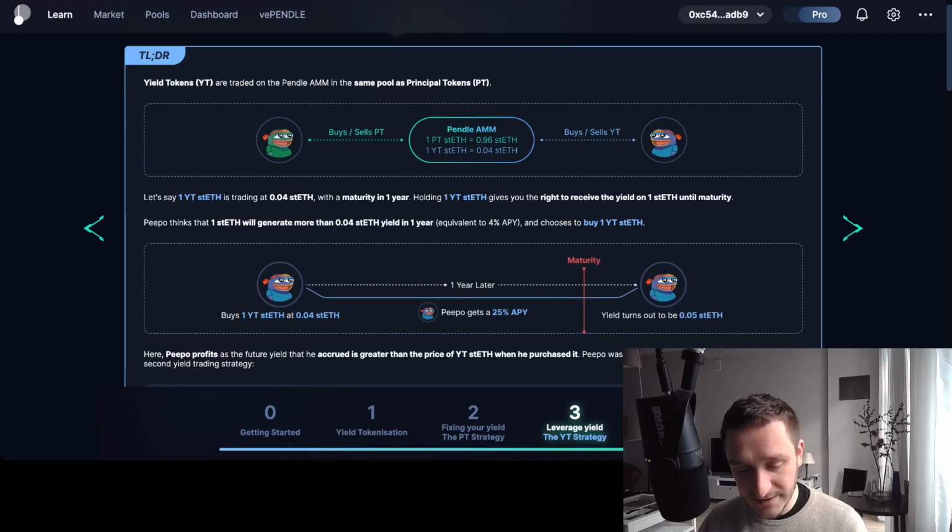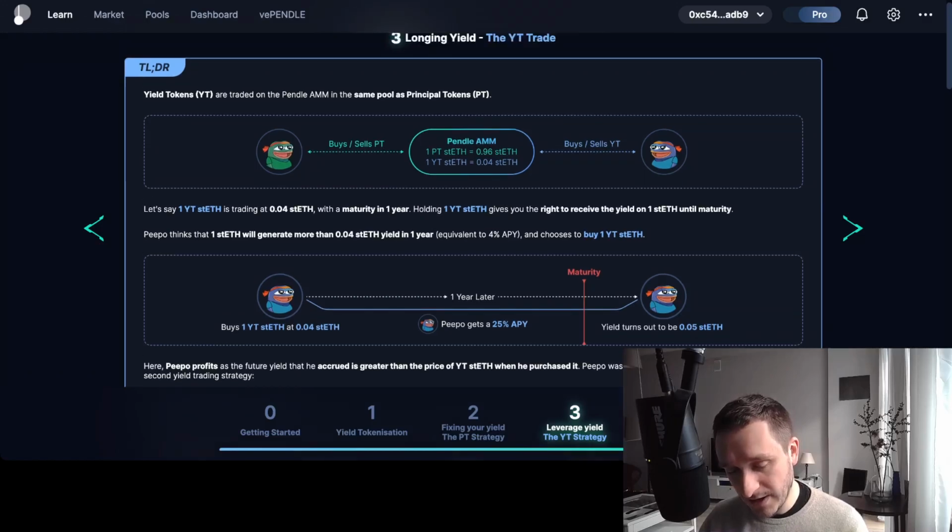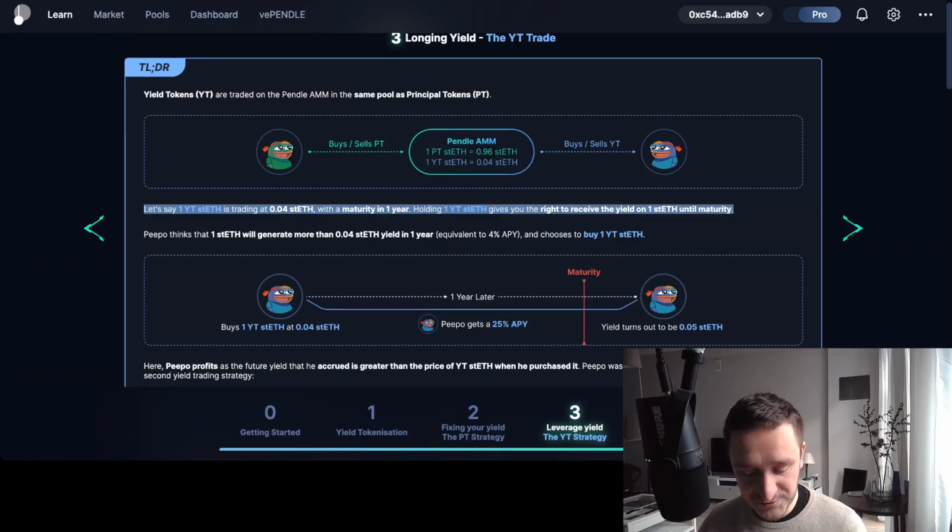Let's say one YT Steve is trading at 0.04 Steve. Remember, those tokens are yield-giving tokens, so they will give you yield continuously with a maturity in 1 year, meaning for a year they will be giving you yield. So holding one YT Steve token gives you the right to receive the yield on one Steve until maturity.